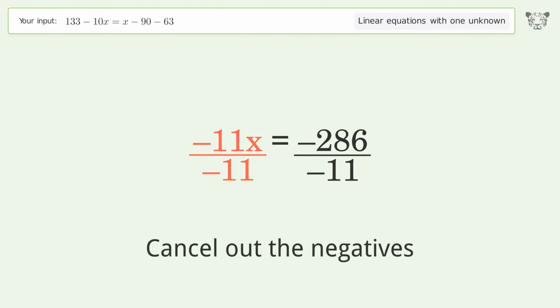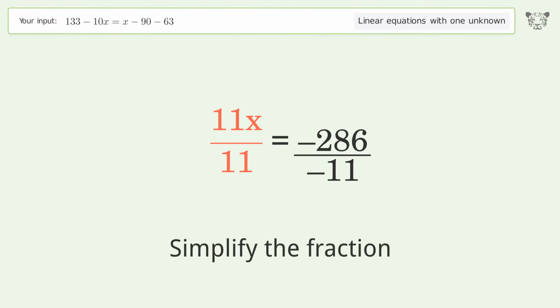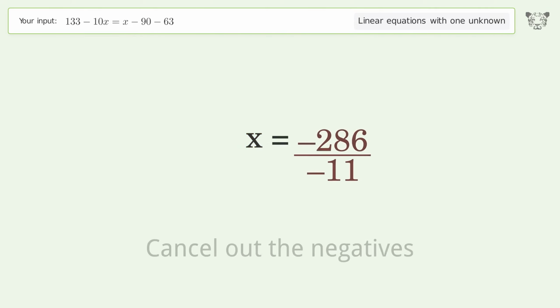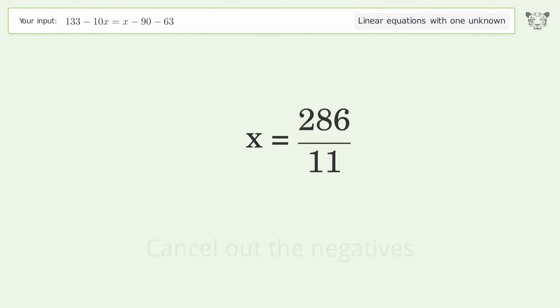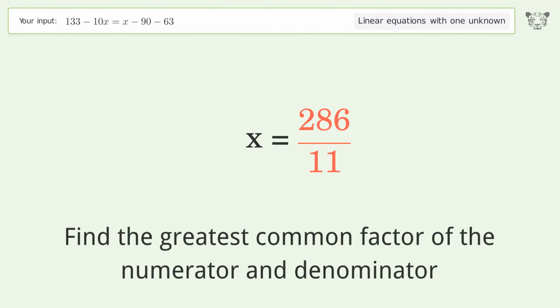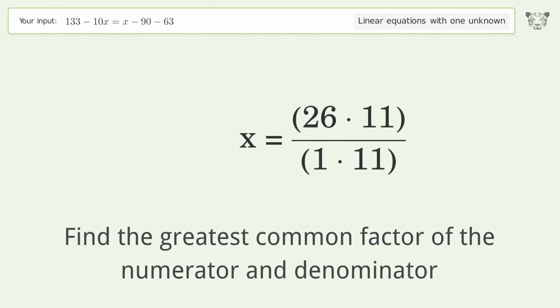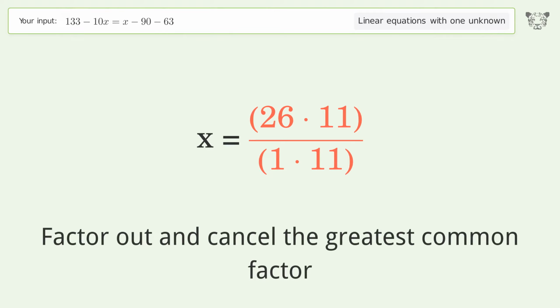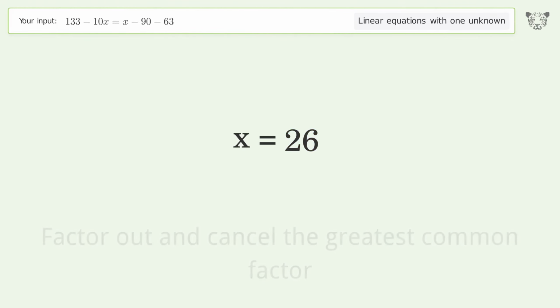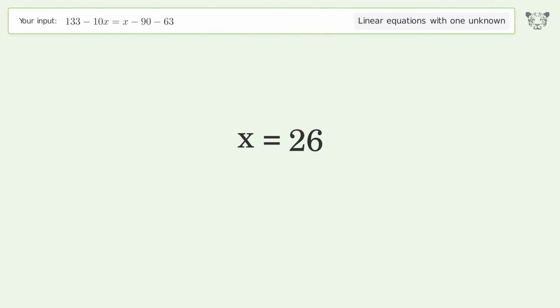Cancel out the negatives. Simplify the fraction. Cancel out the negatives. Find the greatest common factor of the numerator and denominator. Factor out and cancel the greatest common factor. And so the final result is x equals 26.